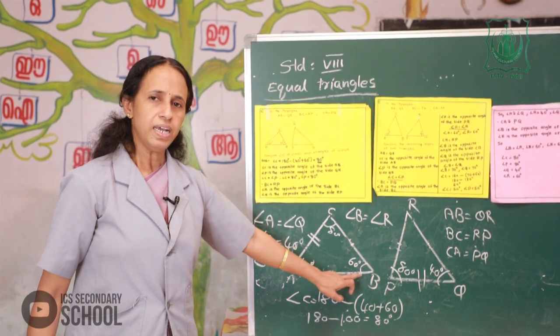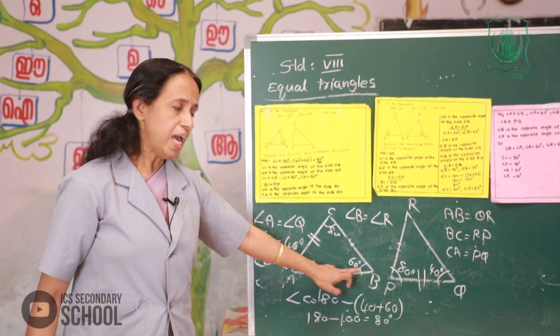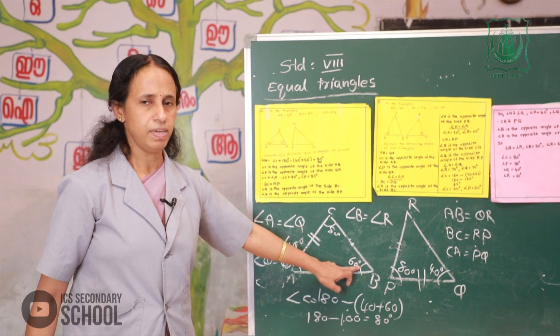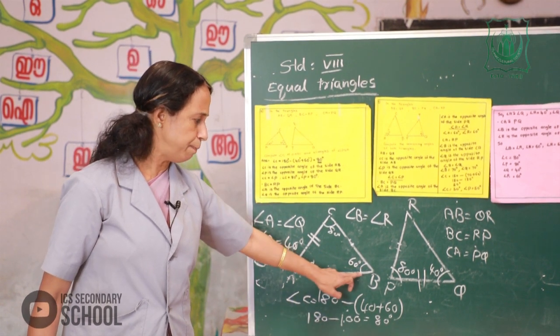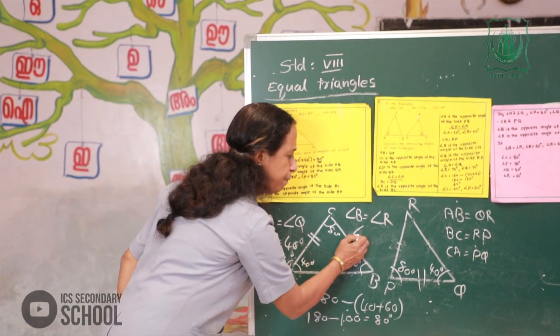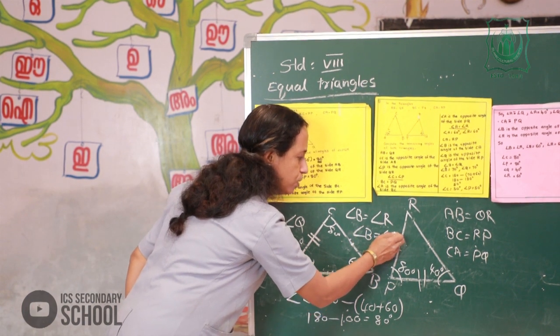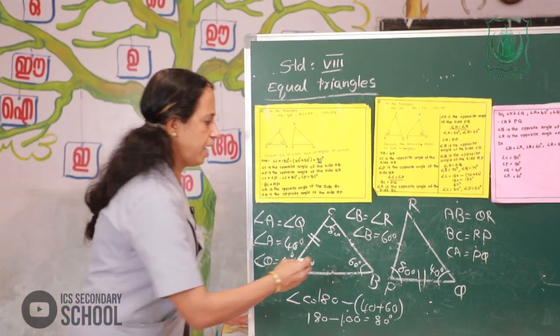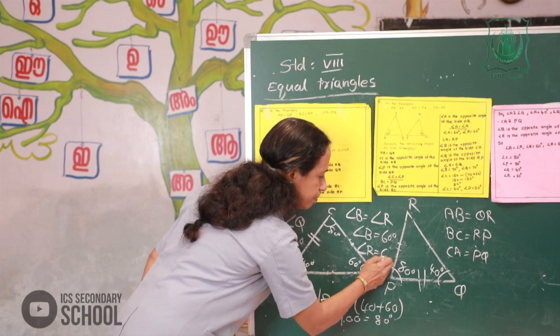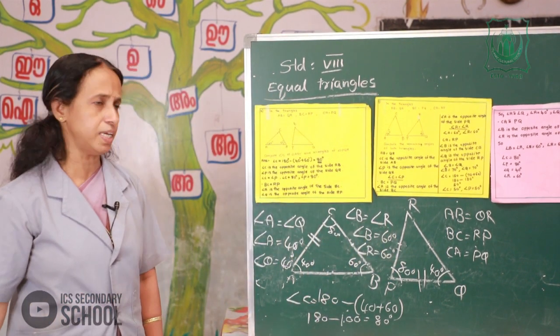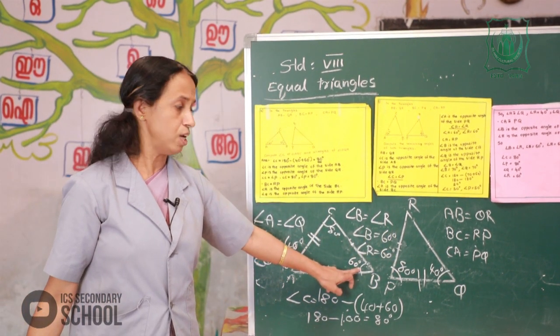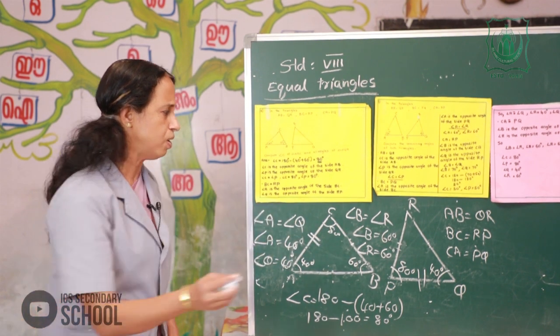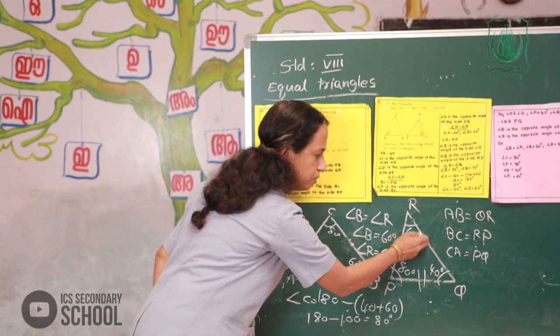Here, in triangle ABC, angle B equal to 60 degree. So we can write angle R equal to 60 degree.